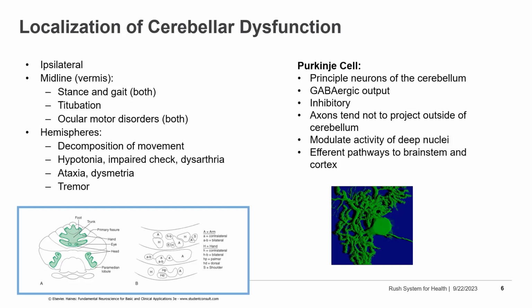Now, what you can see in the bottom left of this slide is a topography of the cerebellum. And again, we can use this with our localization. But many of the cerebellar disorders are not going to localize specifically to one area because of the global dysfunction. On the right, we just want to remind ourselves that the Purkinje cell is the principal neuron of the cerebellum. It has GABAergic output, and the axons of the Purkinje cell do not project outside of the cerebellum. So we're going to be having those projection fibers that go over to the pons that then communicate with the rest of the nervous system.